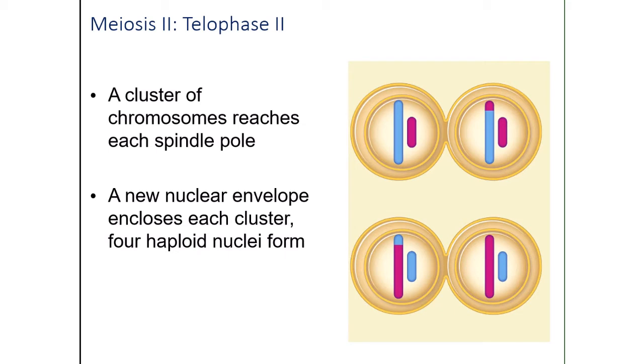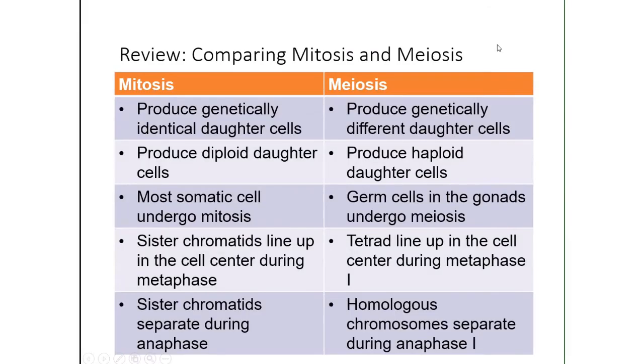So I will post a link to an animation of this. It will be much easier to see it in terms of a process rather than going through the slides like this. Here's a table summarizing the difference between mitosis and meiosis. Let's just go through it together.